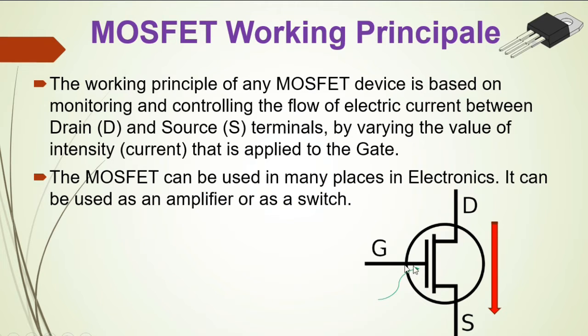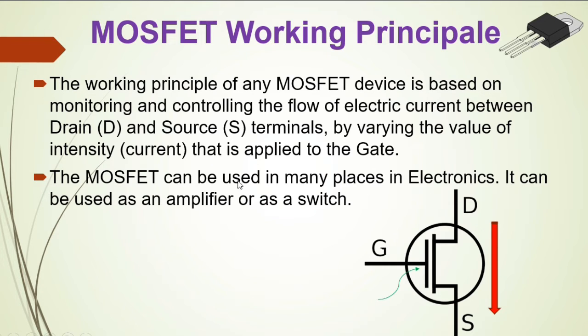So when, for example, the voltage that we have here is 0, there is no flow over here. And when the voltage is 5 volts or 3 volts, the electric current will flow from drain to source, or the opposite, in accordance with the type of MOSFET, PNP or NPN. So the electric current between drain and source terminals is controlled by varying the value of the current that is applied to the gate.